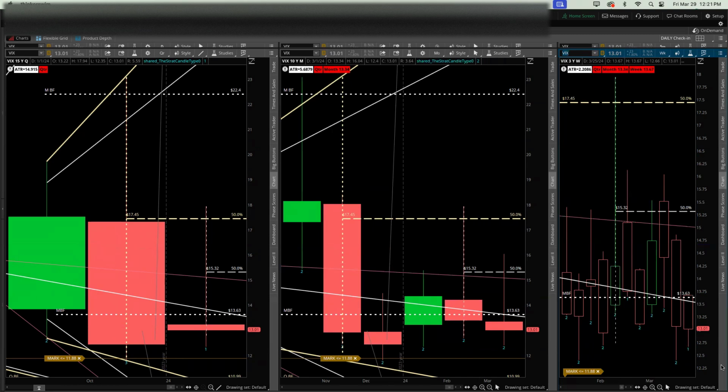So I am looking for any signs of a reversal. You all know my strategy. I'm looking for either a hammer candle off of a support level or a shooting star off of a resistance level. So let's take a look at the VIX here.